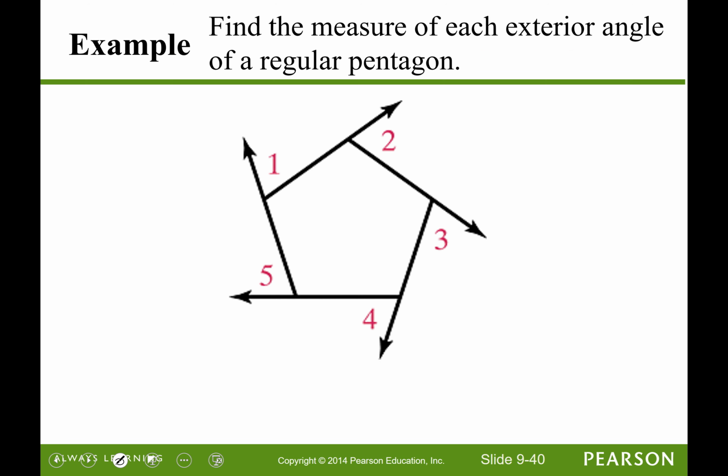Okay, find the measure of each exterior angle of a regular pentagon. Pause this video and give it a try.